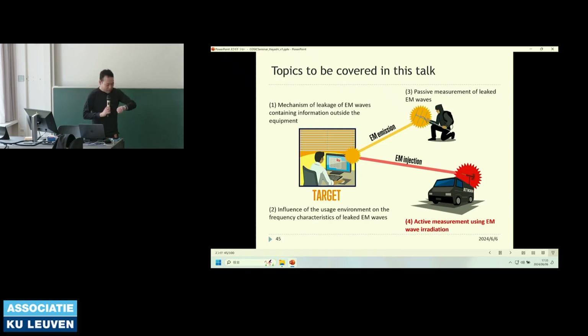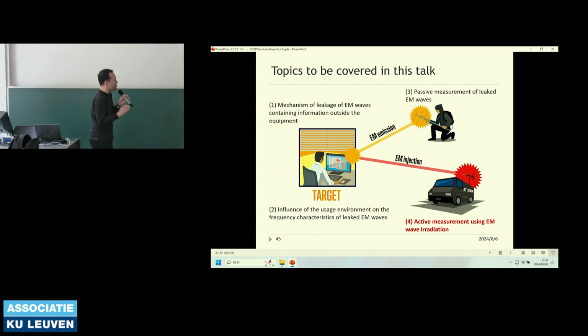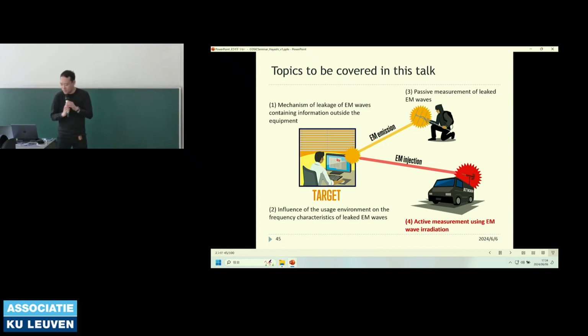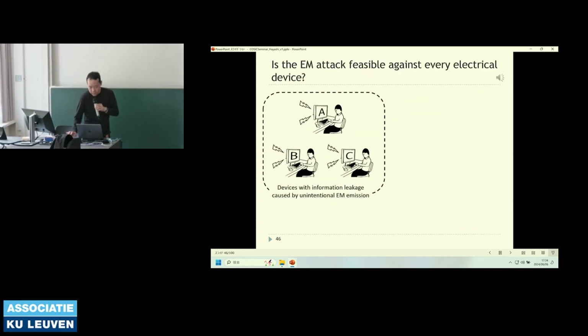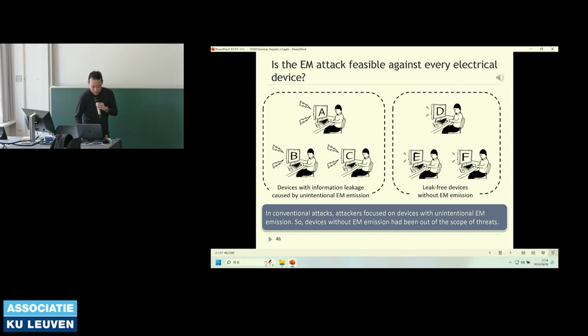Okay, the next one is the last topic. This topic is mainly focused on active measurement. Until now, I mainly focused on passive measurement. From here, I mainly focus on active measurement. Okay, this is the background of this explanation. I prepared the explanation with ChatGPT.